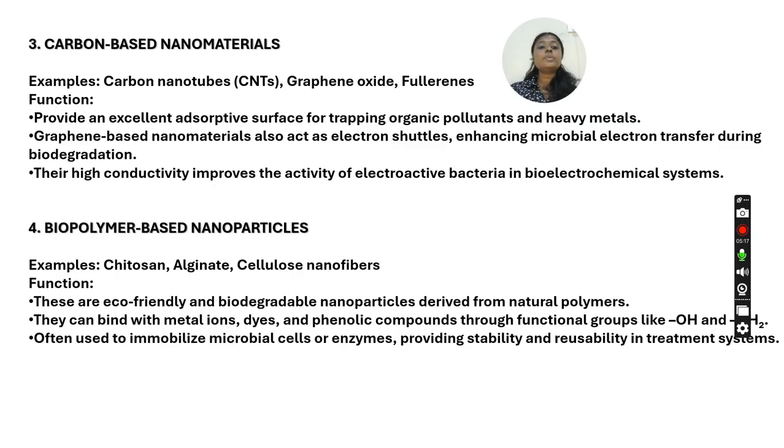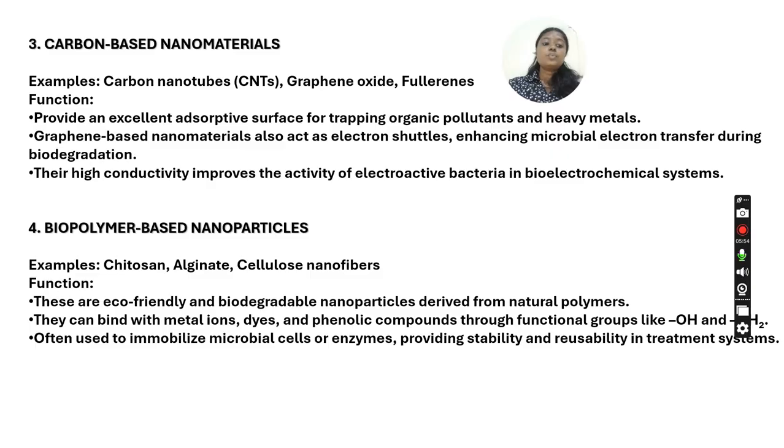So the third one is carbon-based nanomaterials. So carbon nanotubes, CNTs, graphene oxide, fullerenes are the main examples of carbon-based nanomaterials. So they provide an excellent absorptive surface for trapping organic pollutants and heavy metals. So graphene-based nanomaterials also act as electron shuttles, and they enhance microbial electron transfer during biodegradation. Their high conductivity improves the activity of electroactive bacteria in bioelectrochemical systems.